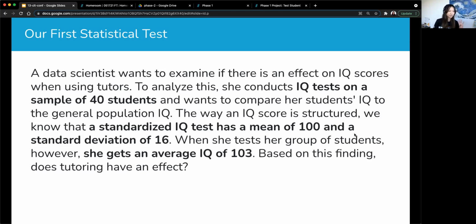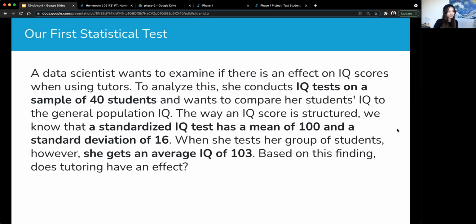So we're doing the statistical test to see how likely it is that this 103 isn't by random chance. Remember, we talked about, did we talk about p-values yet? Yeah, we roughly talked about p-values a little bit yesterday, but we'll get back to this in a little bit. But this increase in IQ of 3 points from 100 to 103, is that statistically significant enough to say that tutoring does have an effect?